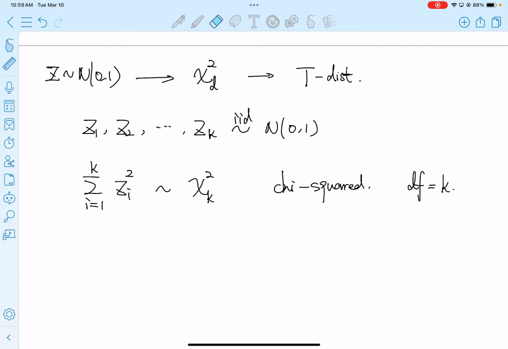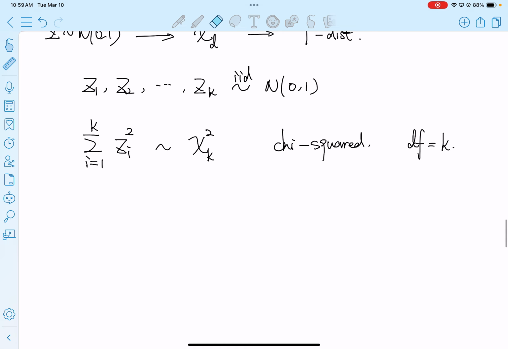Okay, so each of them follows standard normal, taking the square, taking the sum, you obtain a chi-square distribution, degree of freedom k. Here, I want to analyze the moment generating function of this quantity. So let's also give a name, V, to this summation here.